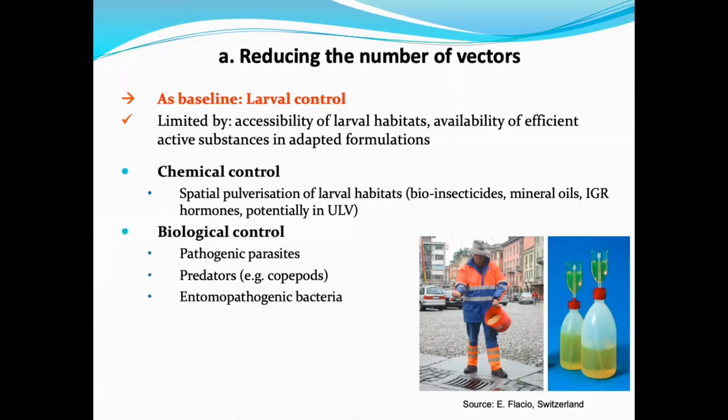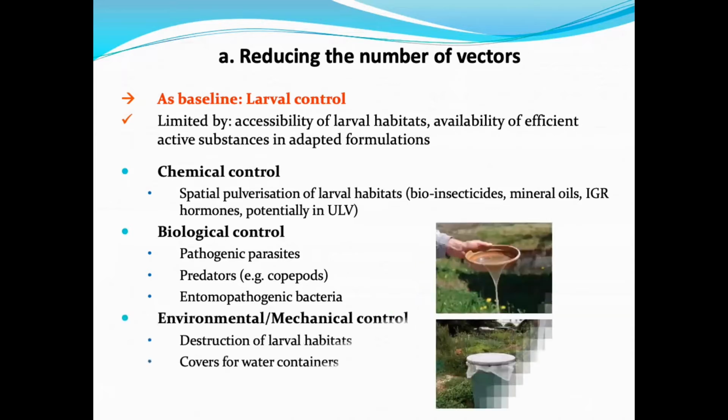Next. We have strictly biological control. That means pathogenic parasites, predators like copepods, entomopathogenic bacteria. Bacillus sphaericus is making its cycle in the breeding site. So that's a real biological control as well. So it maintains the cycles and produces the pathogenic molecule in the breeding sites for several weeks.